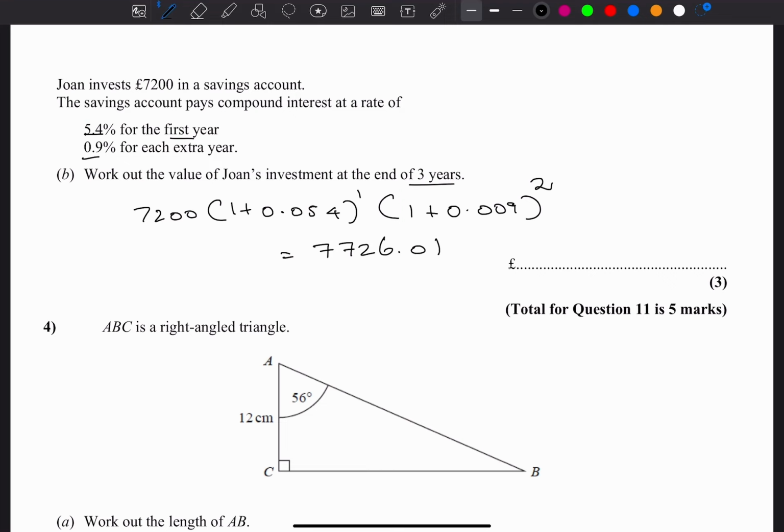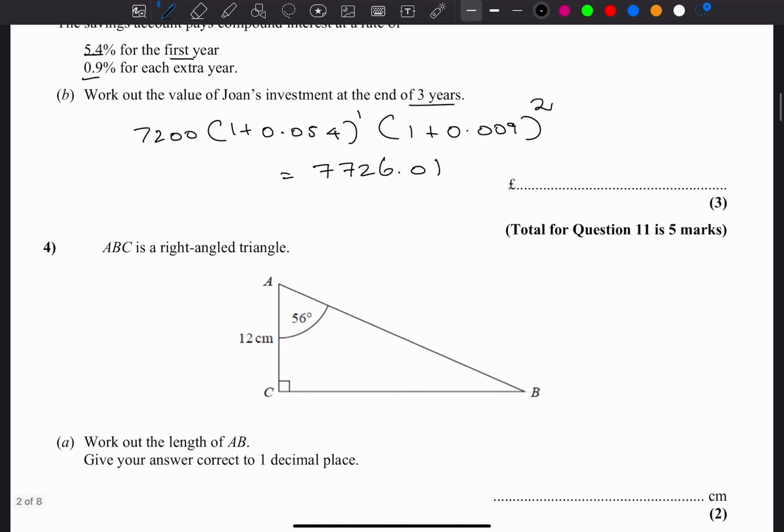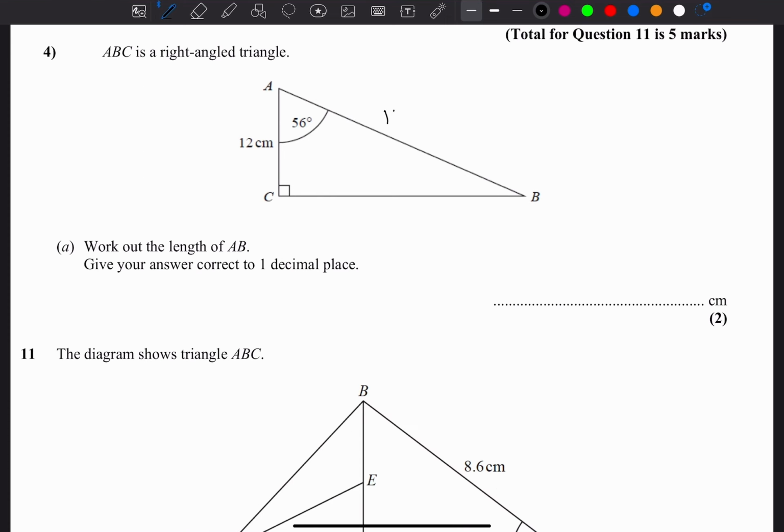7,726.01. That will give you 7,726.01. Okay, 2 decimal places. So hypotenuse, this will be opposite and adjacent. What do you want? You want AB, which is this question mark here.